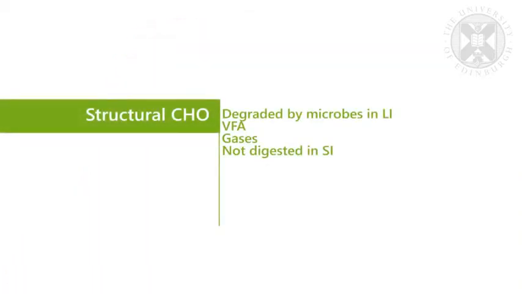If you cast your mind back to previous lectures, you'll recall that dietary fibre is degraded by microbes in the large intestinal environment. This is degraded to produce end products, predominantly volatile fatty acids and gases. And these volatile fatty acids, as you may recall, are used as an energy source for the horse. What's important to remember here is that structural carbohydrates, also known as dietary fibre, are not digested in the small intestine of the horse. The horse lacks the necessary endogenous enzymes to break these components down in the small intestine.